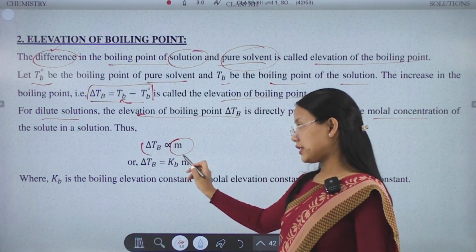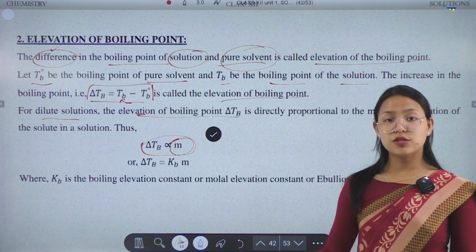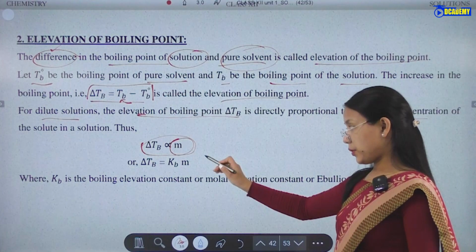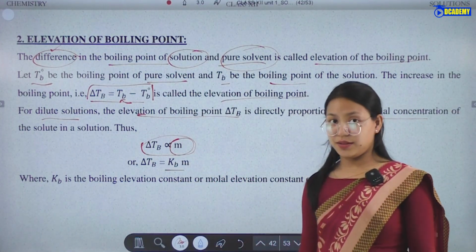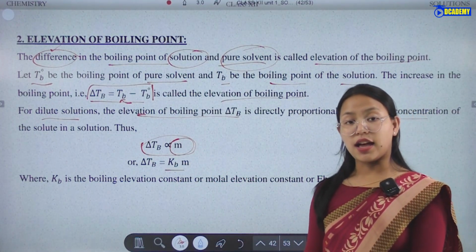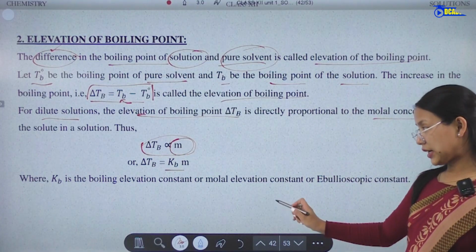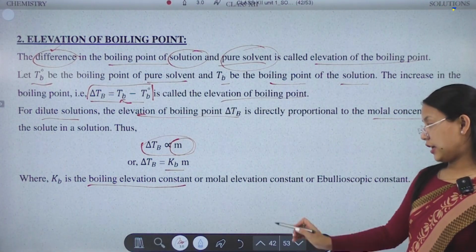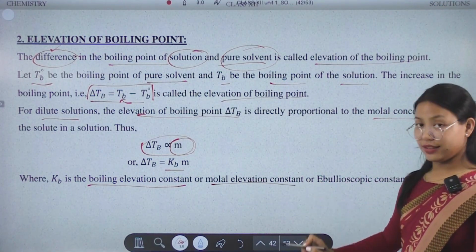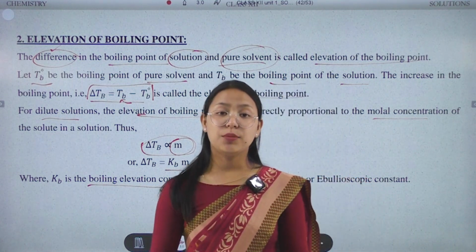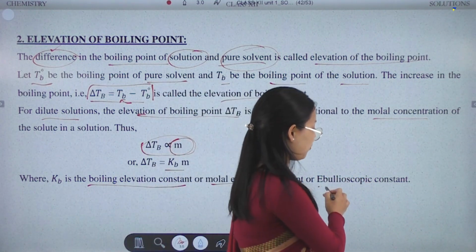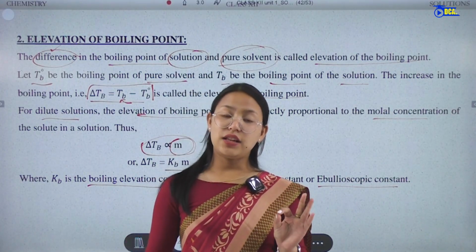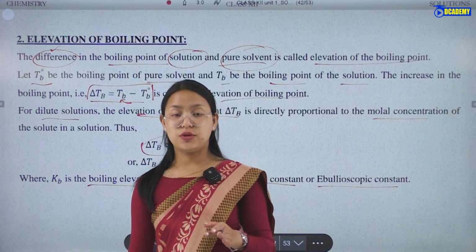Thus, delta TB is directly proportional to small m, and the proportionality constant is KB. KB is a constant known as the boiling elevation constant or molar elevation constant. It is also called the ebullioscopic constant. Molar elevation constant or ebullioscopic constant.